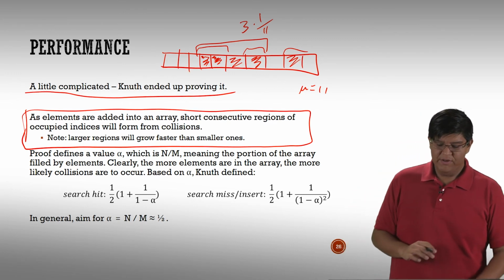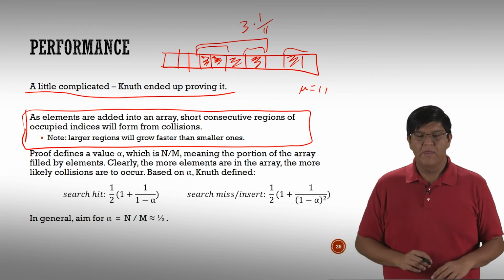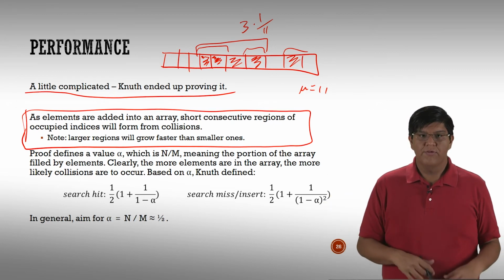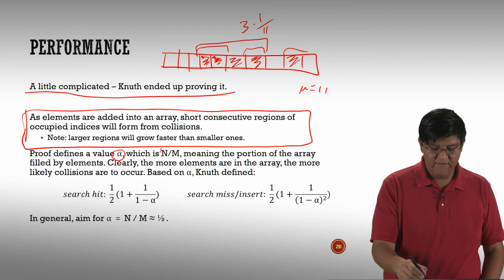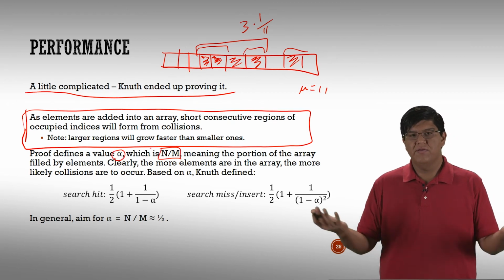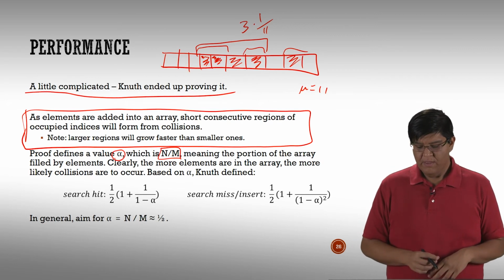So anyways, there is a proof basically that does a full analysis for this. I'm just going to show you basically the result from it. So in this proof, they define a value called alpha, and alpha is basically the load factor, or n divided by m. So that's like, how much of it is used up, right? How much space is used up.